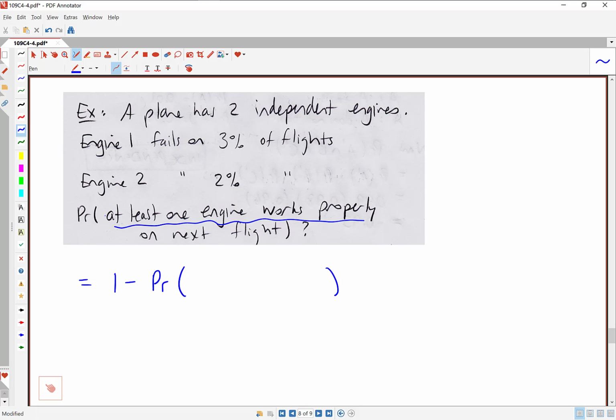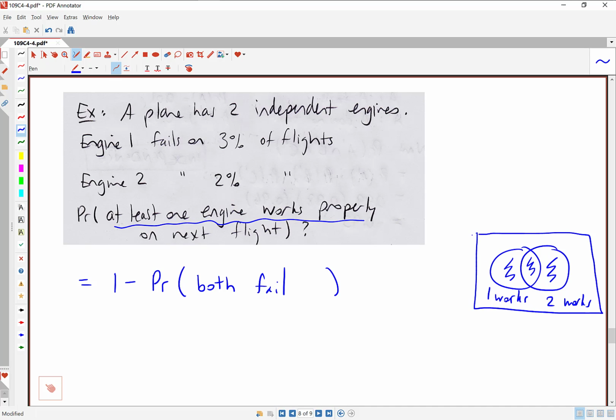So what does it mean if it's not true that at least one engine works properly? That would be both engines failing. So a much easier way to approach the problem is just to say we'll go 1 minus the probability that both fail. So if you want to see that in a Venn diagram, let's imagine the left circle represents engine 1 works, right circle represents engine 2 works. What we're looking for is this probability here, but we could say, oh, well, let's just go 1 minus the outside region being this situation where both engines fail. And that's a more direct way of solving the problem.